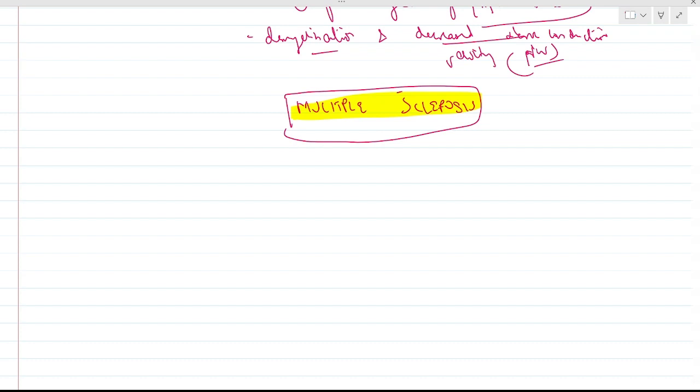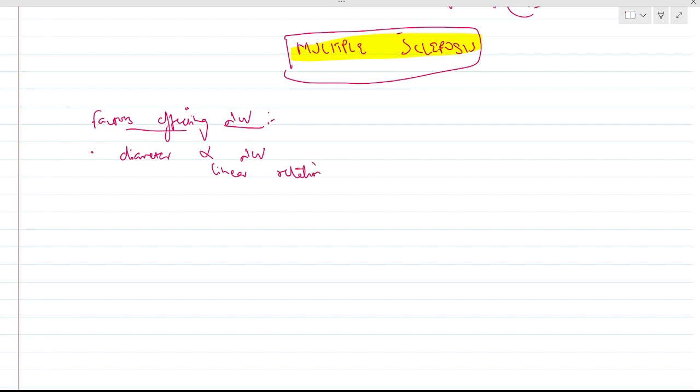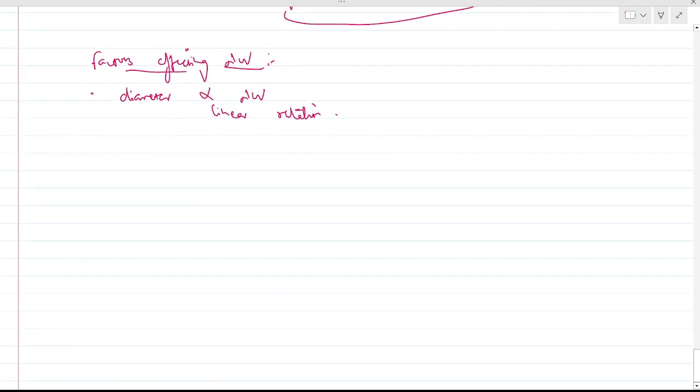Moving on, as we are discussing the nerve conduction velocity, it's important to discuss here the factors affecting nerve conduction velocity, NCV. Okay, see the factors. First factor is diameter. Diameter is proportional to nerve conduction velocity. It is a linear relation.